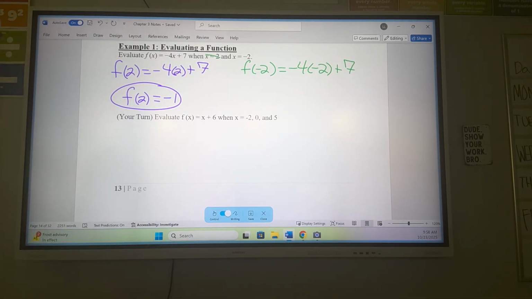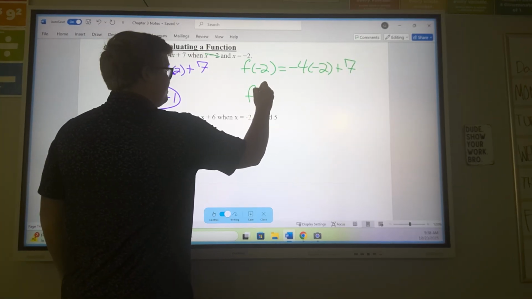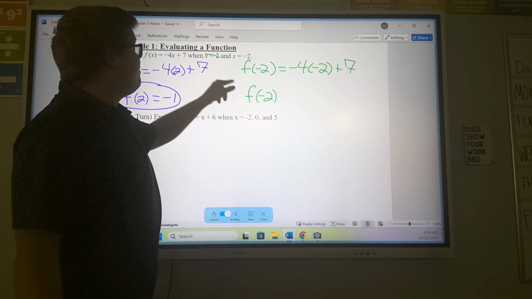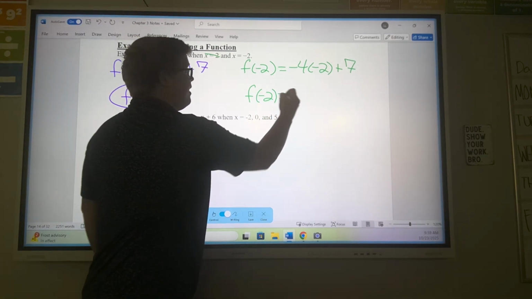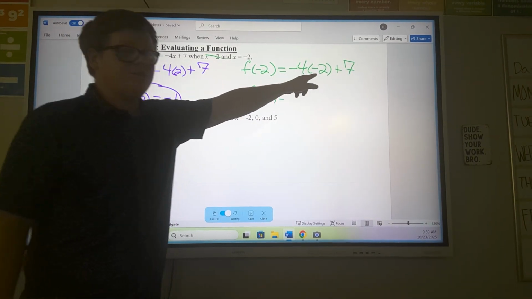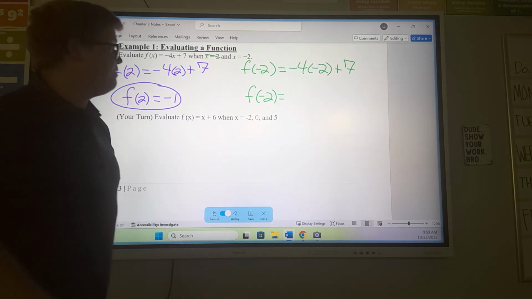Now all we got to do is solve it. And again, we don't change this part. We bring it down. We are saying when I plug negative 2 in for x, this is what I got as my answer. That's all we're saying. So negative 4 times a negative 2. That's a positive 8. A positive 8 plus 7 is 15.